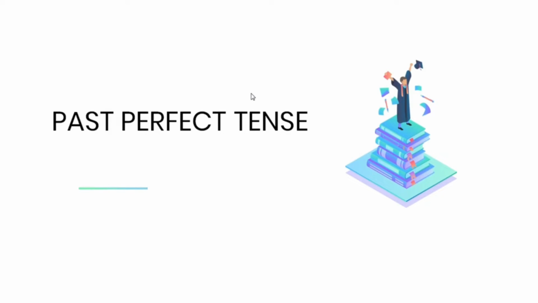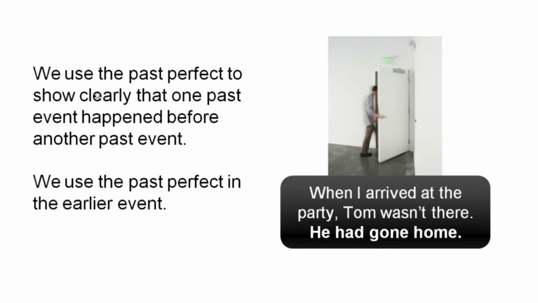Welcome to this tutorial. Today, we're going to talk about the past perfect tense. Let's get started. Now, we use the past perfect to show clearly that one past event happened before another past event. Note that we use the past perfect in the earlier event.